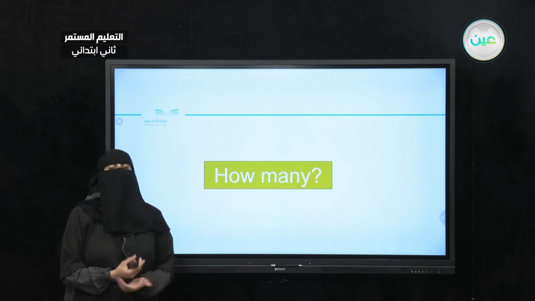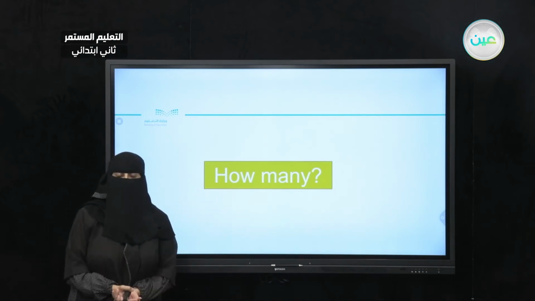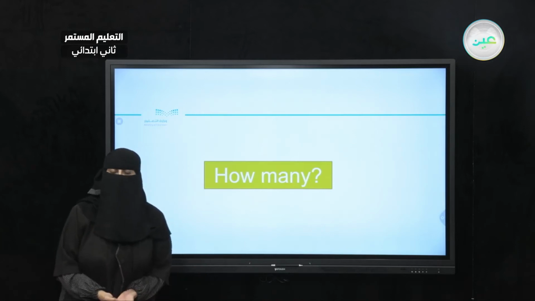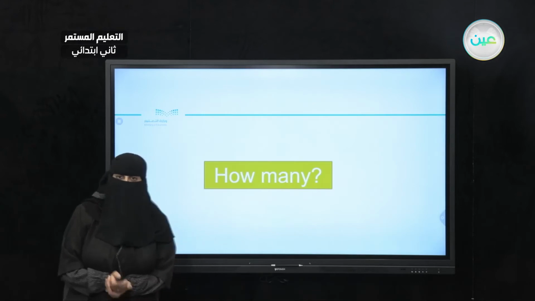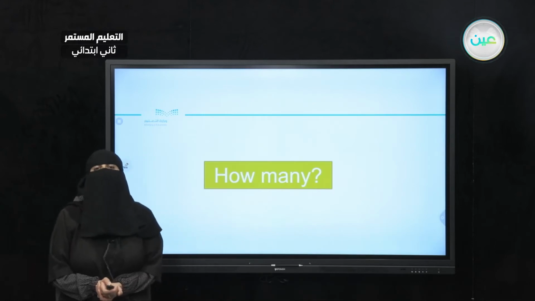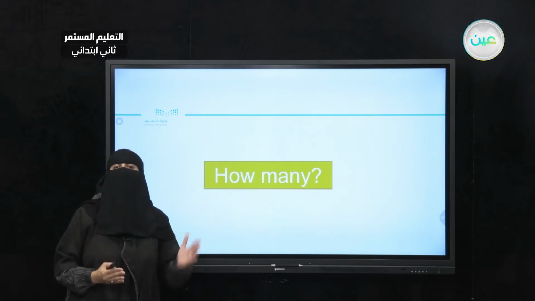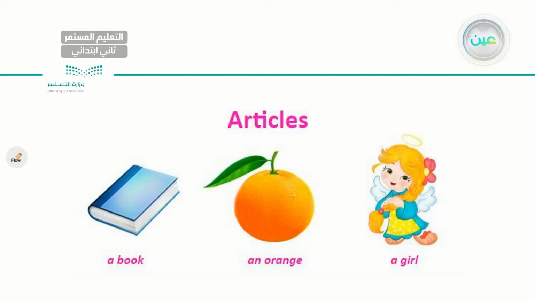Let me ask you this question first. How many fingers do you have? How many books do you have? How many doors do you have? By answering these questions, you will be able to figure out when we use a and an and how to use them. Now, I need you to look at these 3 pictures with the 3 words below them. I can see a book, an orange, and a girl.